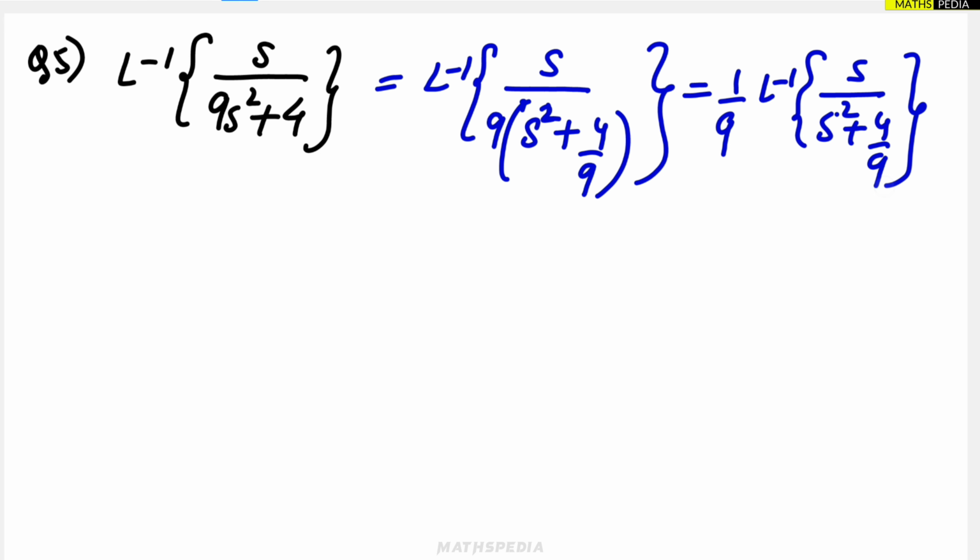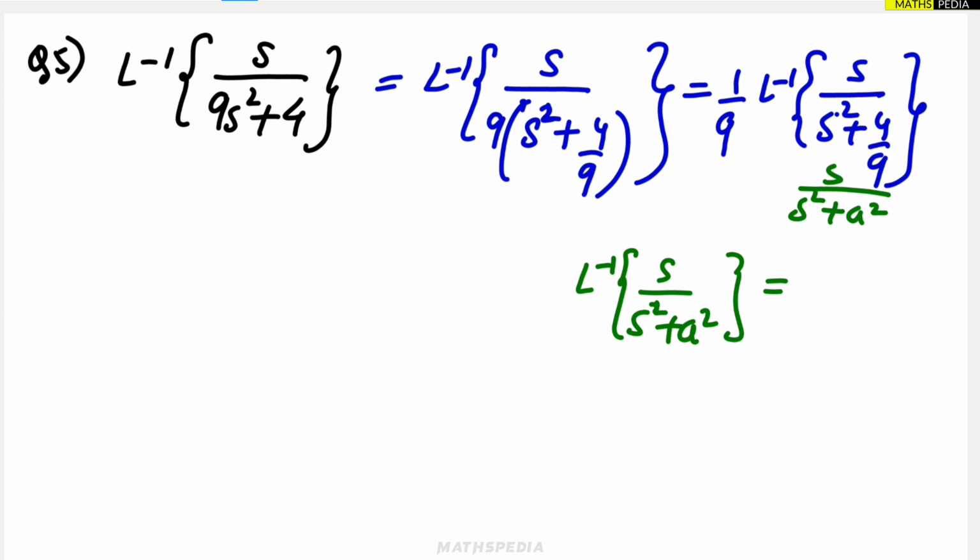Now this is in which form? It is in s square plus a square form in the denominator, and the numerator is s. So which formula can you apply here? You can apply Laplace inverse of s divided by s square plus a square. What is the formula for that? Cos at. Whenever you have a plus, it is cos at or sin at, and in the numerator you have s, so you have to remember it is cos at. These are different ways you can remember the formulas.